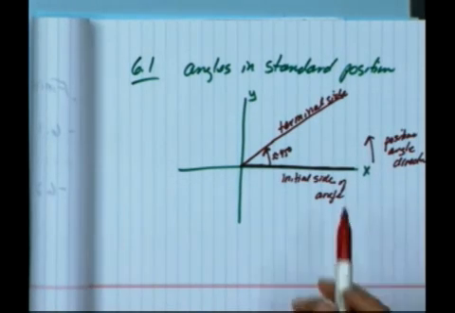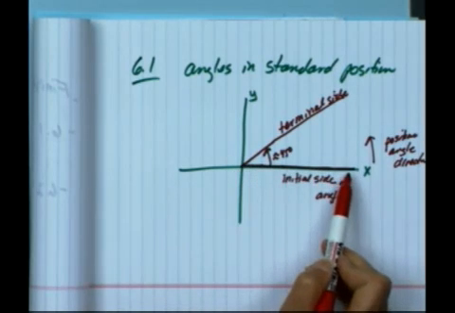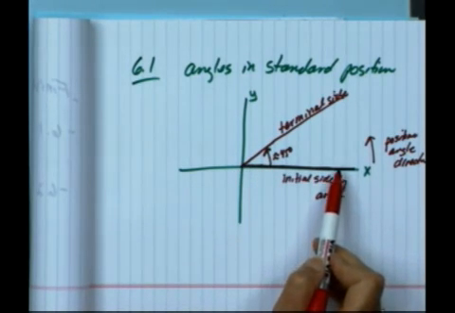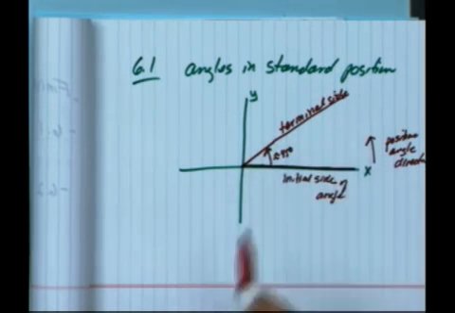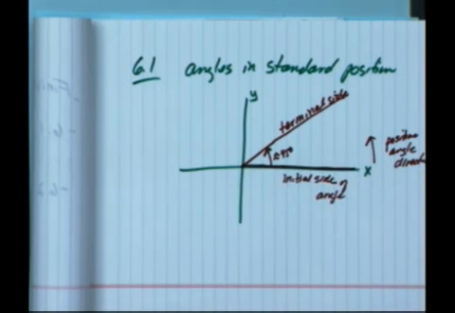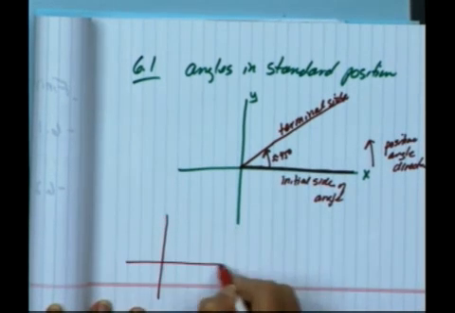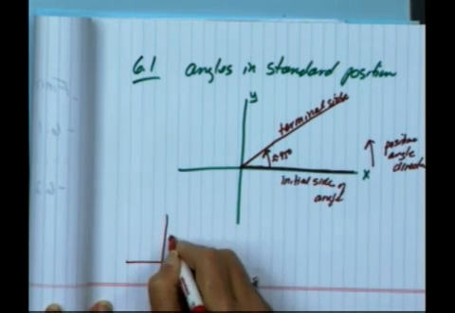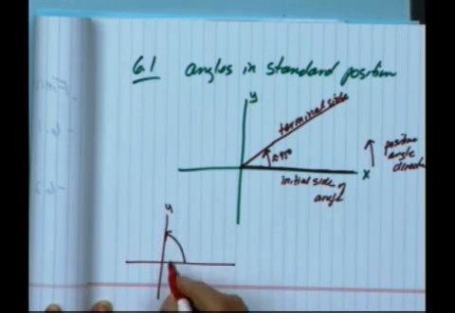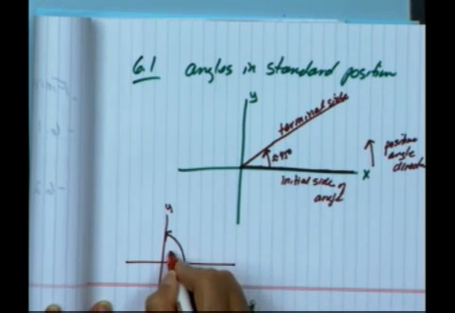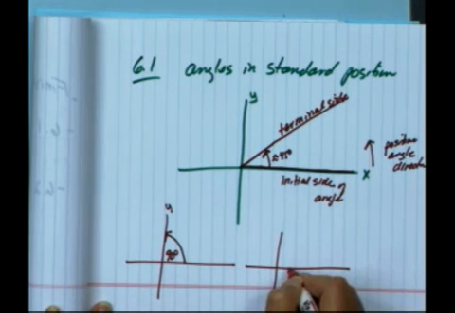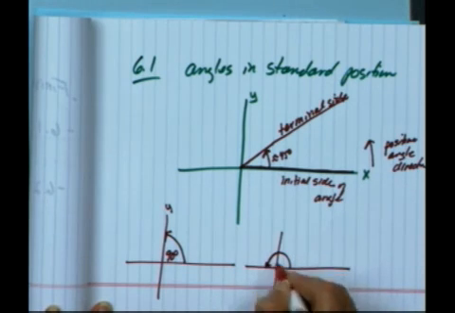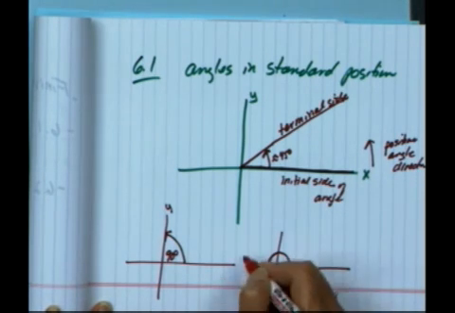So an angle in standard position has the initial side along the positive x-axis. If we're looking for a positive angle, we rotate counterclockwise, and wherever we stop is the terminal side. Suppose I have an angle in standard position and it goes all the way to the y-axis. How many degrees would that be? 90 degrees. Suppose it goes all the way to the negative x-axis. How many degrees? 180.